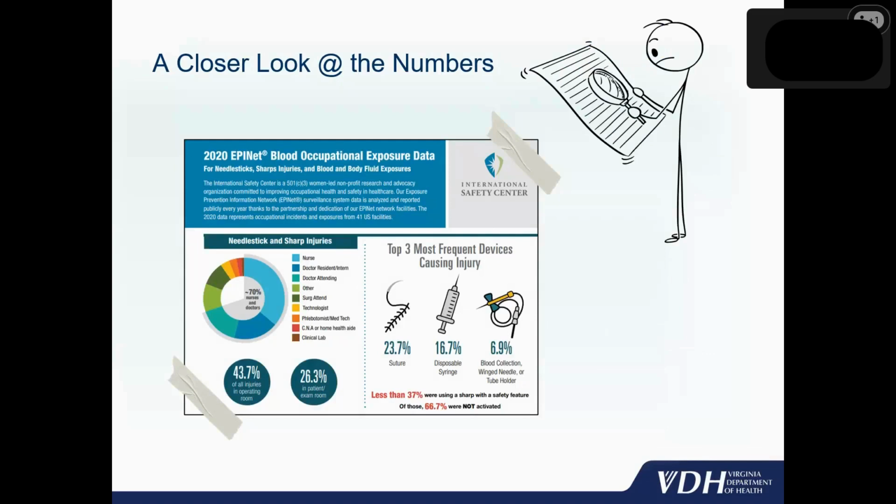National data for 2020, 2021, and 2022 was reviewed, comparing it with some of VDH's reported data on needle stick injuries. Nurses were found to be most affected by needle stick injuries, with sutures being the most common device involved, followed by disposable needles and blood collection needles. Continued attention to needle stick safety and prevention is emphasized, particularly focusing on preventing injuries among nurses and physicians.